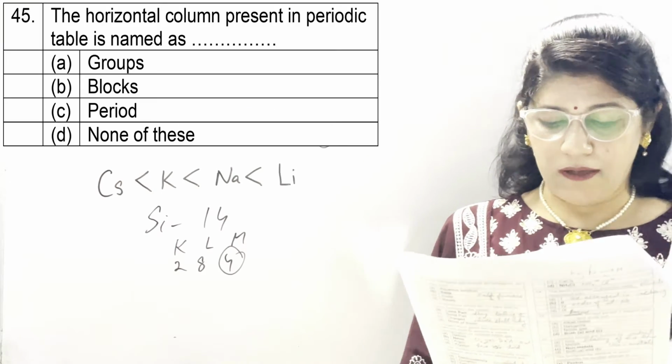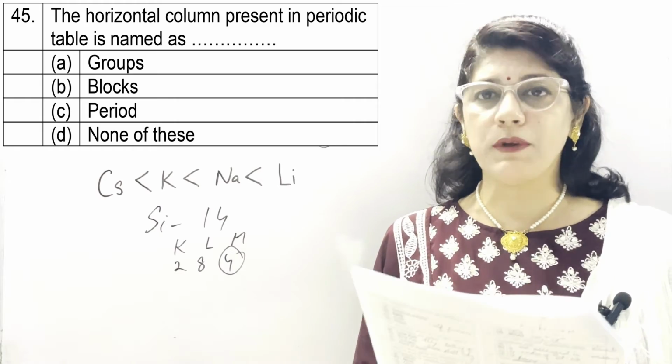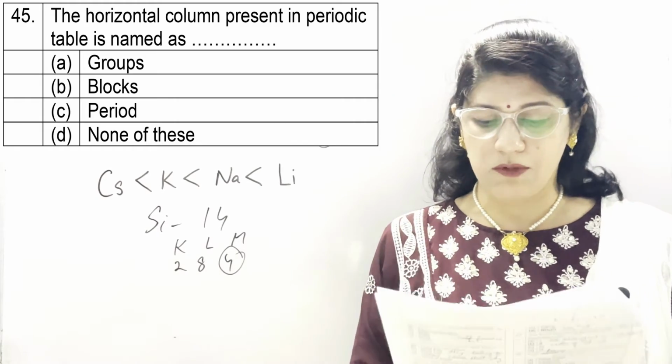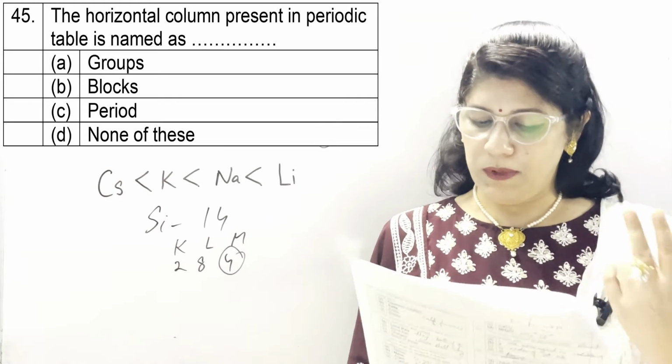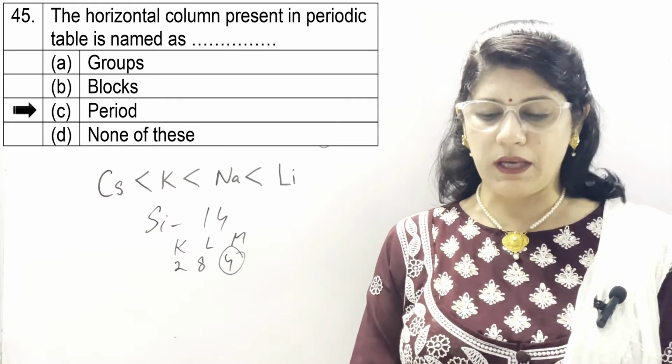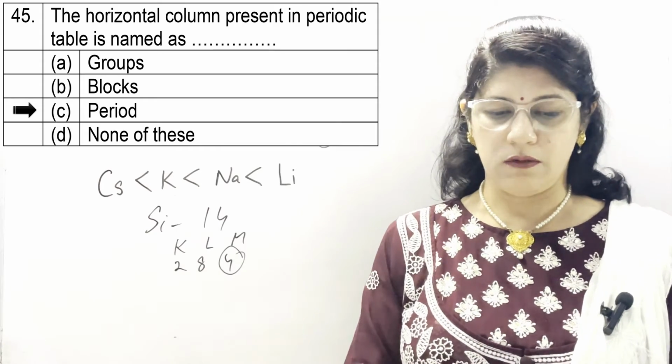Question number 45. The horizontal column present in periodic table is named as. A option is group, B is block, C is period and D is none of these. So correct option is period because they are horizontal.